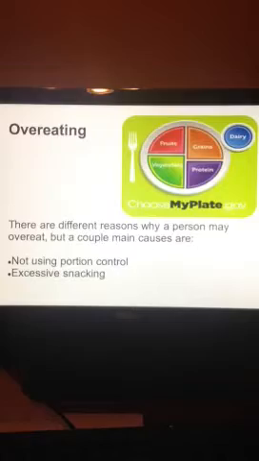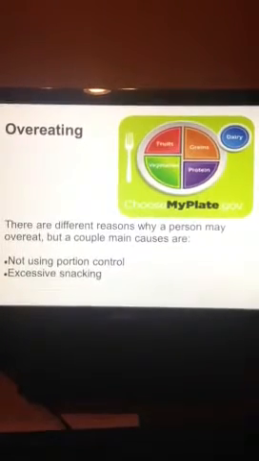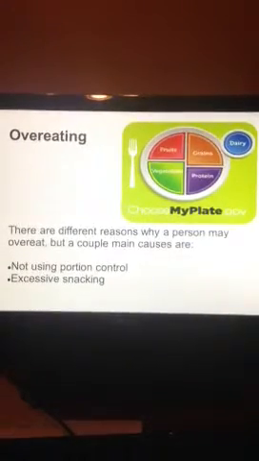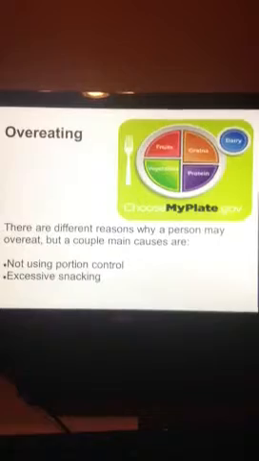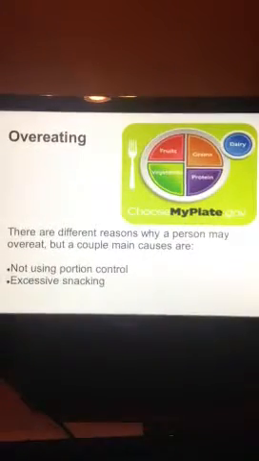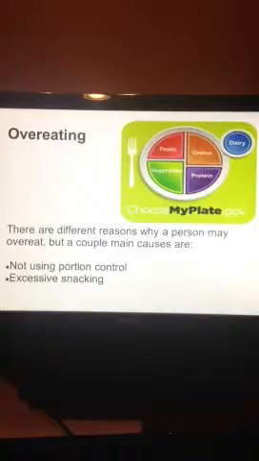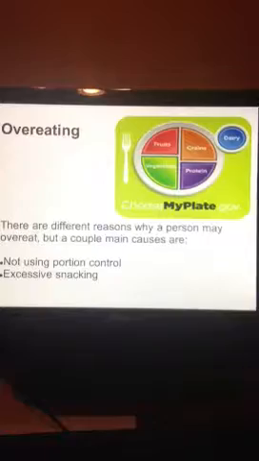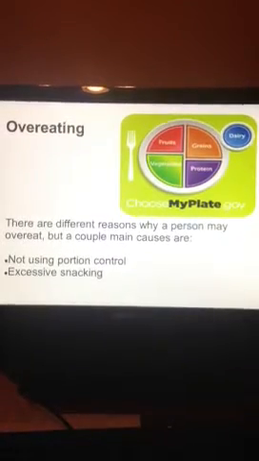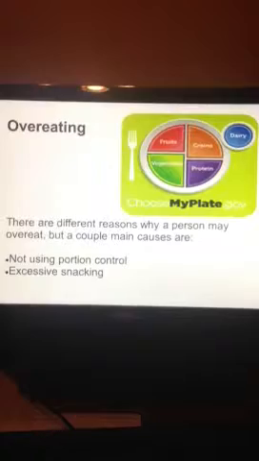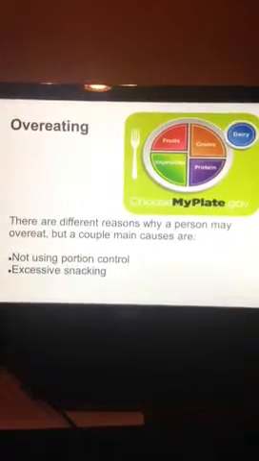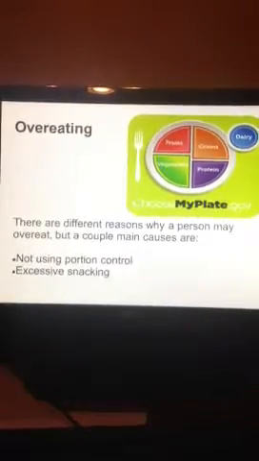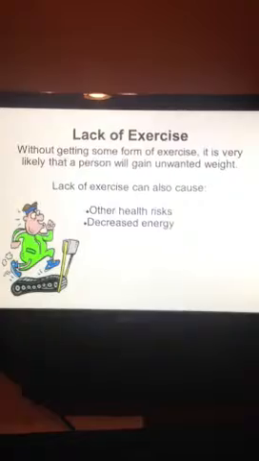Another cause of overeating is excessive snacking. A lot of times, you might get home in the afternoons and be starving from school, and so you go to the pantry and you pull out a whole bag of chips or a box of cookies, and before you know it, you're sitting on the couch and you're just eating and eating and eating, and what do you know, the whole bag's gone. And so that's definitely not a good thing to do. But excessive snacking is just when you're constantly nibbling on things throughout the day or in the afternoon when you get home from school.